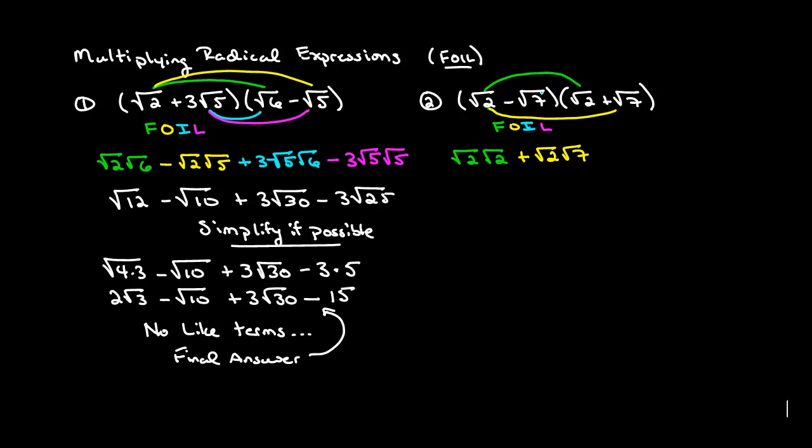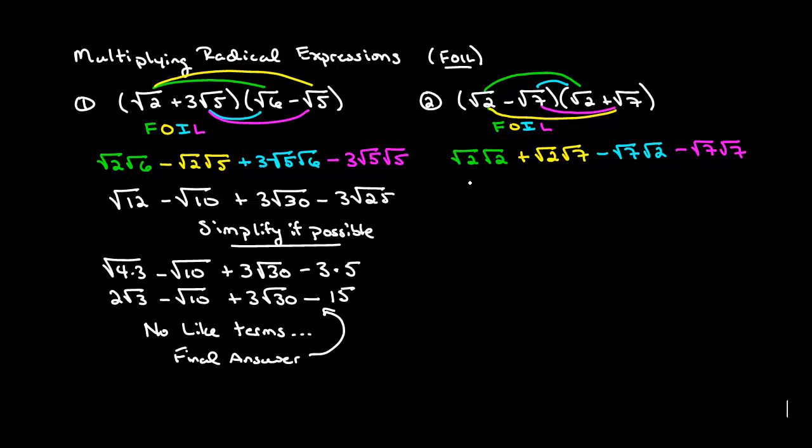Then we've got the inner terms. Now again, this is going to be negative because of this guy right here. So that would be square root of 7 times square root of 2. And then the last two guys to get multiplied together are square root of 7, and then we have it negative because of that, and square root of 7 again.